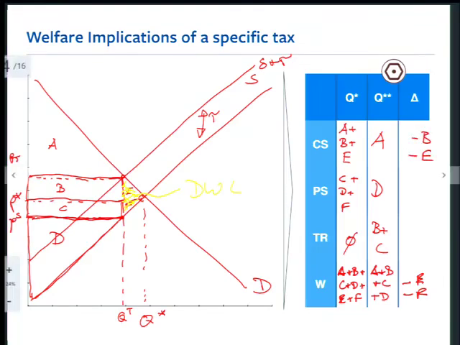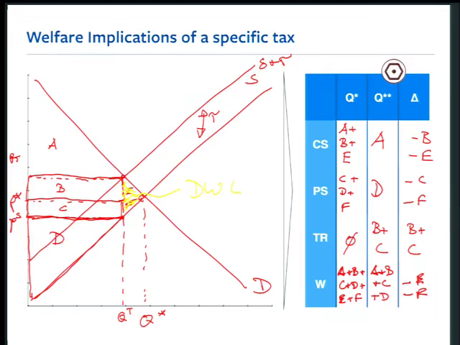How about producers? They had C, D, and F. Now they have D. They lose C and F. Government before had no revenue, so government gains B plus C. So if you add these cells right here, minus B, minus E, minus C, minus F, B you get back, C you get back, so deadweight loss is E and F. These two things have to add up on this side and on this side, right? So you know you screwed up somewhere if you do this summation and this summation and they don't add up.